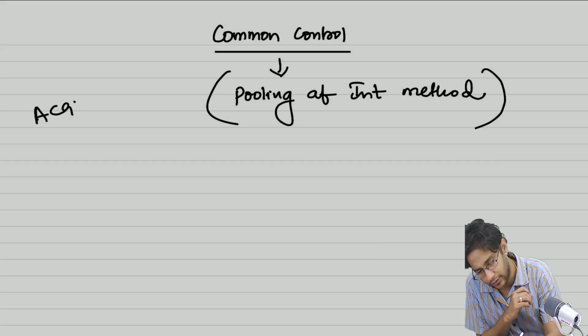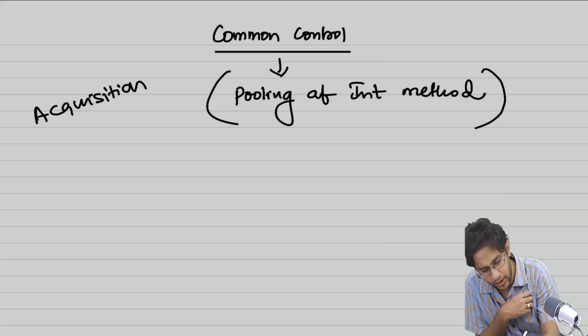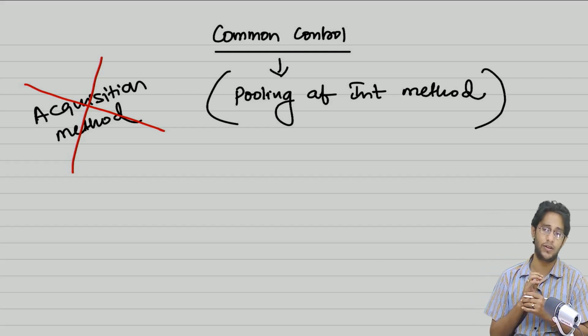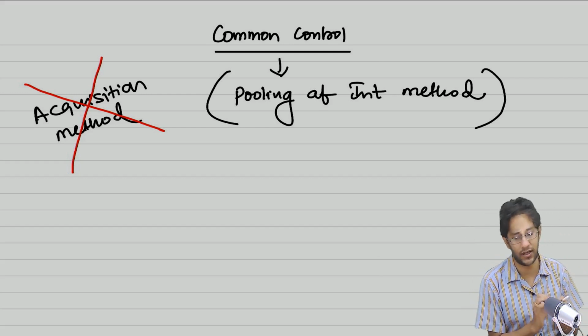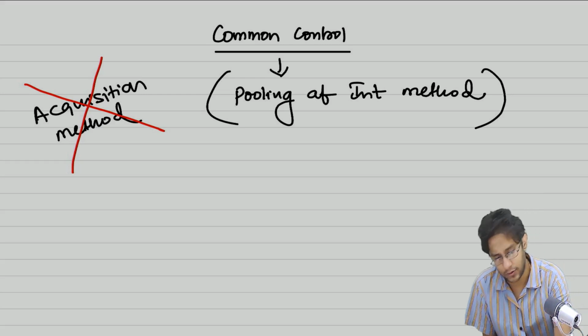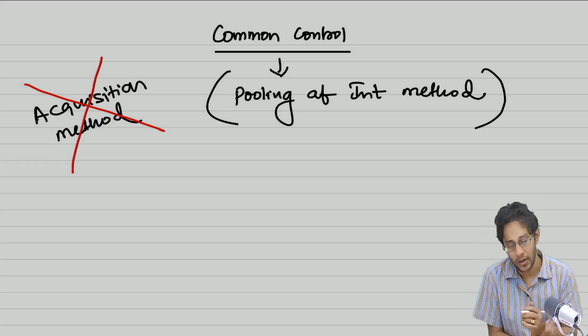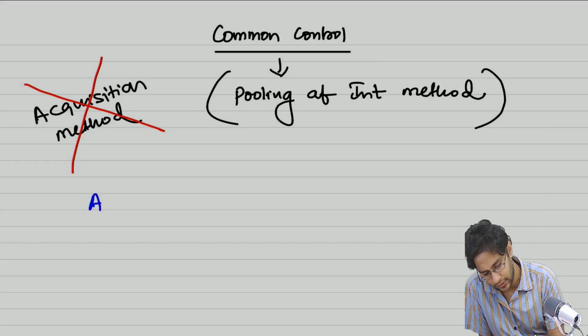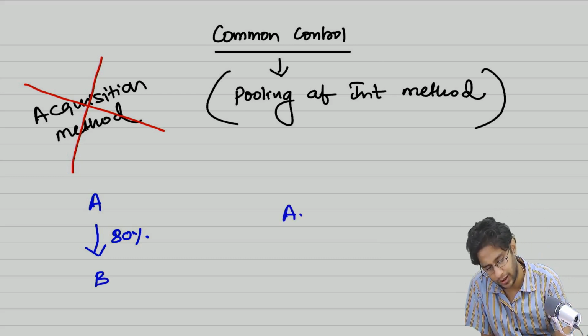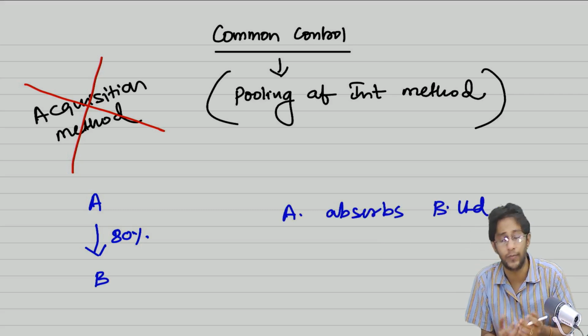So the acquisition method that we learned till now, you should not apply if it is a common control transaction. If it's a pure business combination transaction, the acquisition method is okay. Otherwise, the acquisition method is not okay. Now a common control transaction example. A Limited holds 80% shares in B Limited. So A is parent, B is subsidiary. Now I'll tell you that A absorbs B Limited. A is absorbing B Limited.